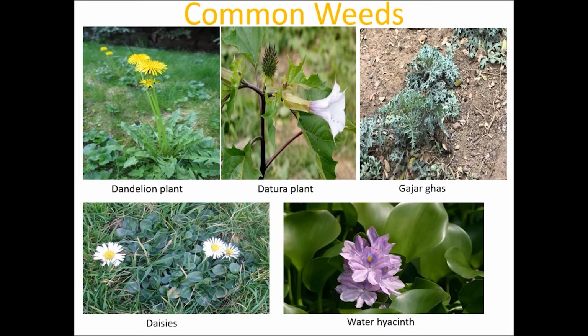Next is daisies. Daisies are common in hilly regions. And these daisies are white flowers that grow in the meadows and gardens. Next one, water hyacinth are common in ponds and lakes. Its flowers are light purple in color and it is considered as world's worst waterweed that clogs up waterways and it prevents fishing and swimming.